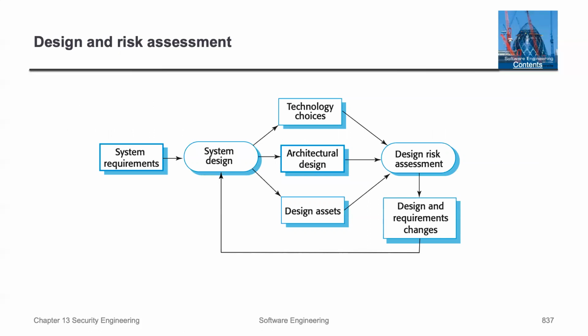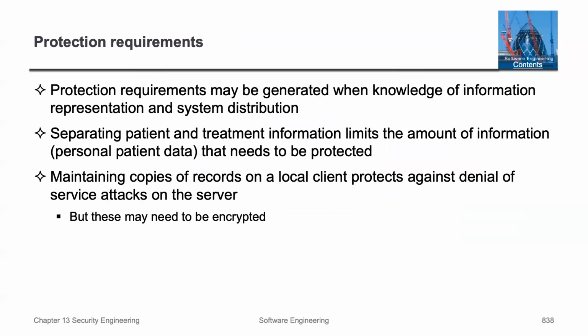And so here's what the design and risk assessment could look like. You have your system requirements and you're starting to formulate your system design. You have your technology choices, architectural design, and design assets, and all these are fed into a risk assessment and design requirements. They might postulate that if you make some minor modifications during the design phase, you can make it a lot less risky.